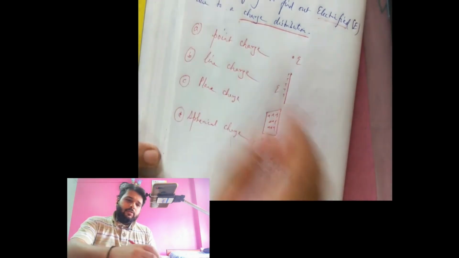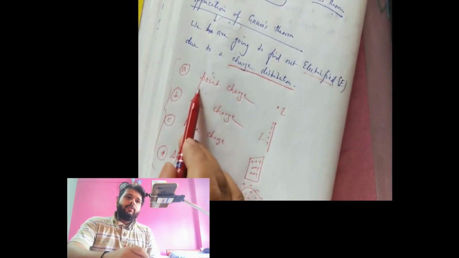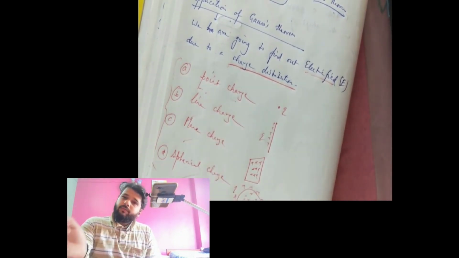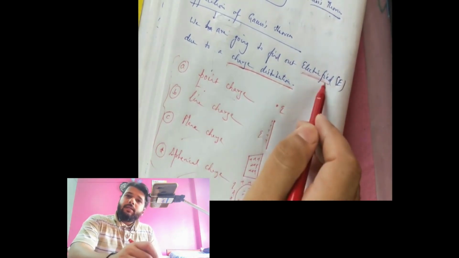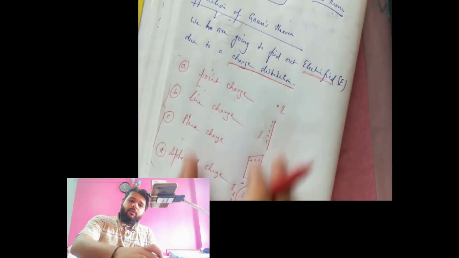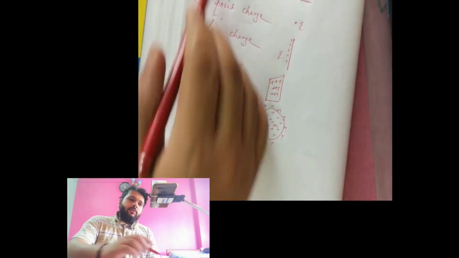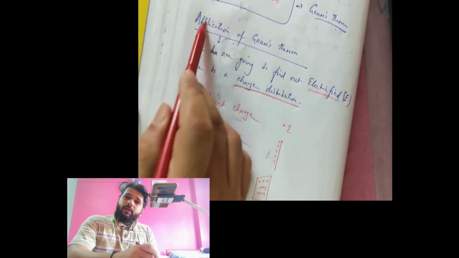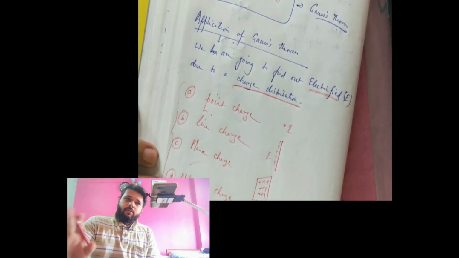So the charge distribution means the charge will be distributed, either the charge will be a point charge or line charge or plane charge or spherical charge. And what we have to find? We have to find electric field linked with all this charge distribution. So in the application of Gauss's theorem, we are going to find the electric field due to these charges.